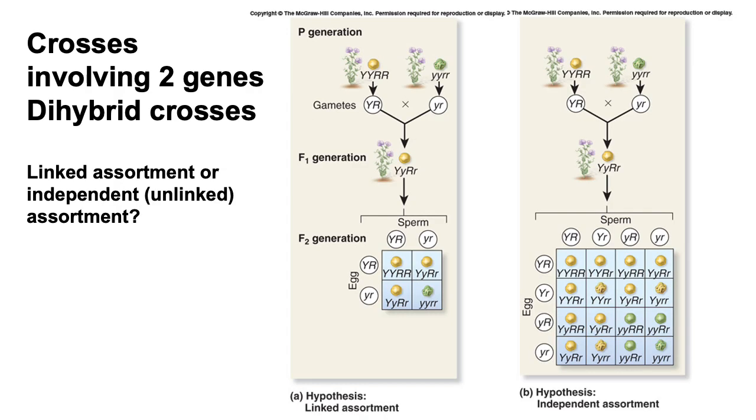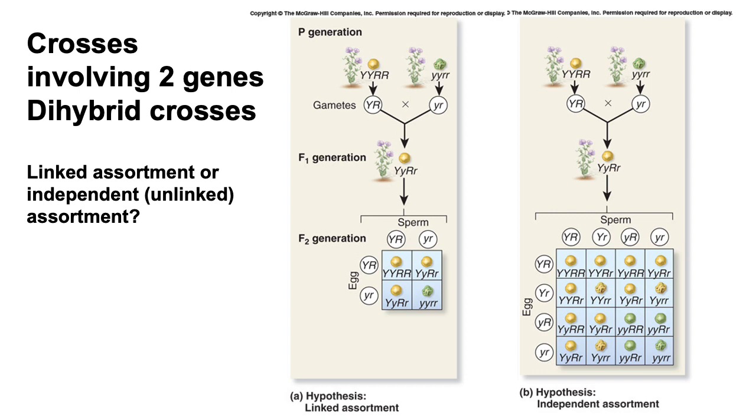Okay, so now let's start talking about crosses that involve not just a single gene, but crosses that involve two genes, or in other words, what's called a dihybrid cross. And you see similar diagrams to what we'd been looking at before, where we have a P generation. In this case, again, the P generation is pure breeding or true breeding parents.